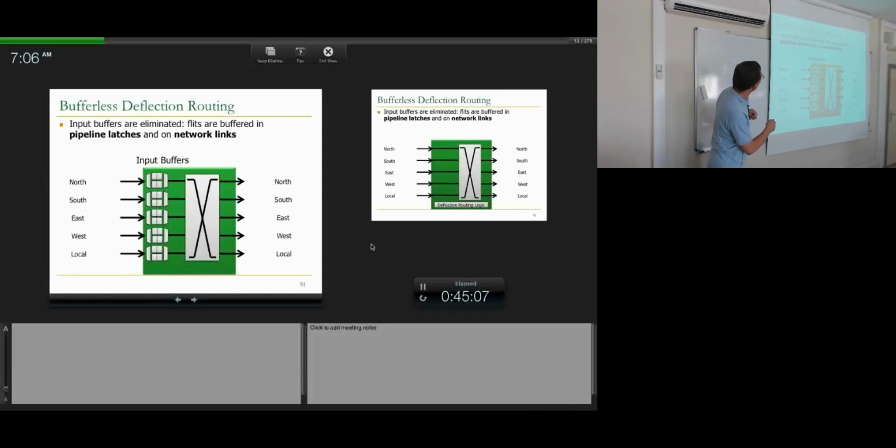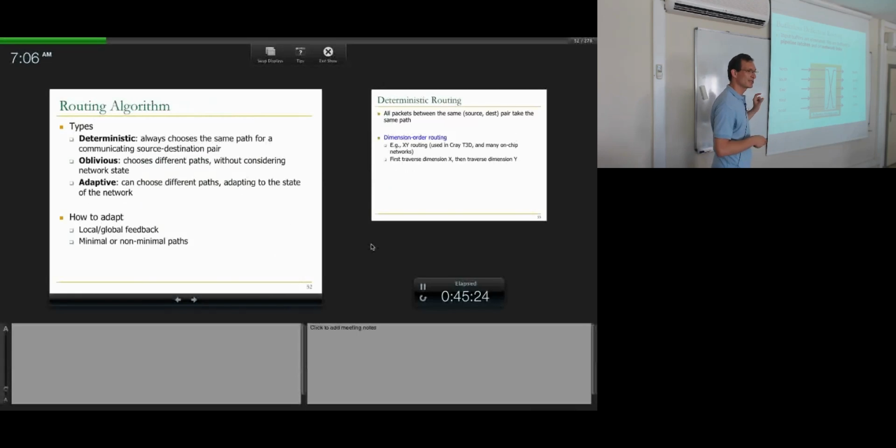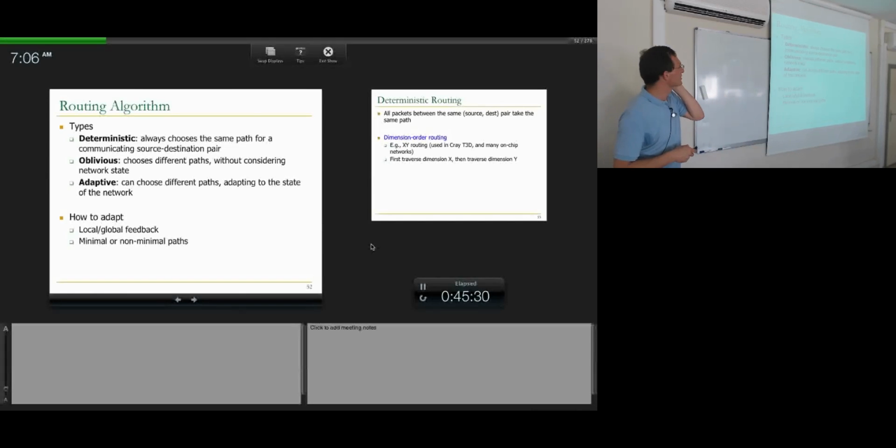Whereas in bufferless routing, flits are buffered in pipeline latches and network links. So if you have a pipeline latch here, they're buffered here. But I'm not showing that. But you need to have some deflection routing logic. And we'll see how complicated it gets. There are a lot of interesting issues, actually, in the design of this. But before we go into that, let's take a look at some routing algorithms also.